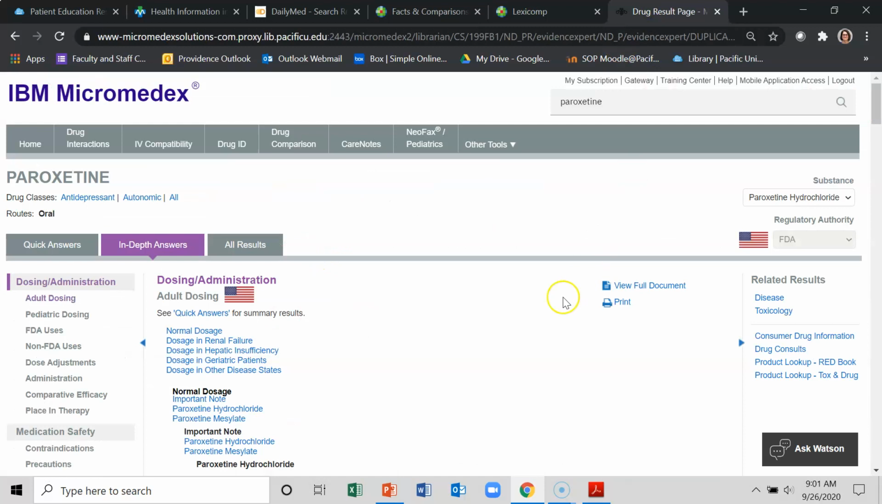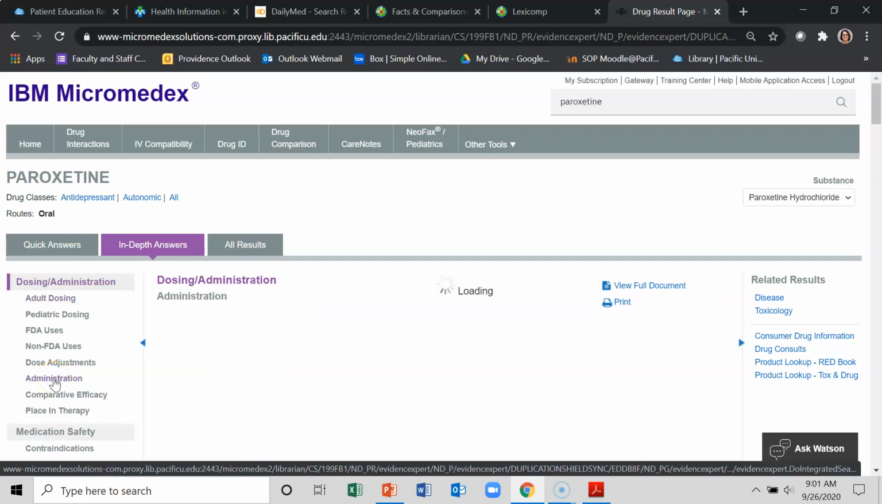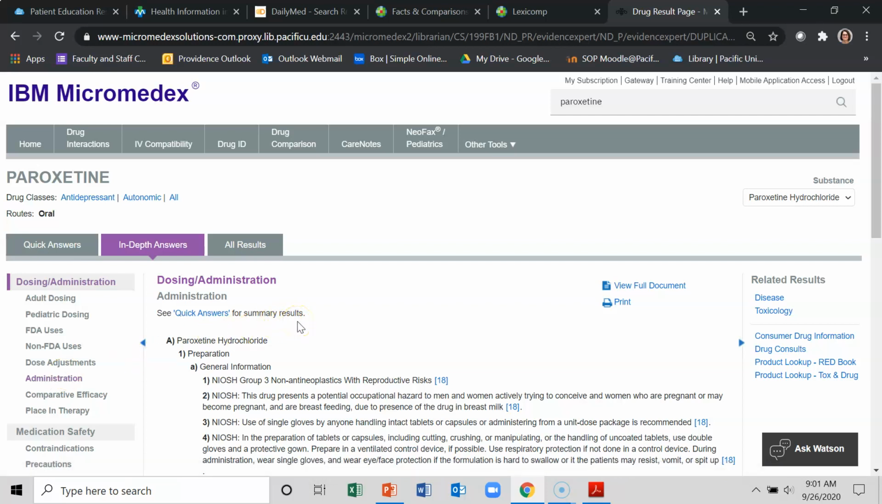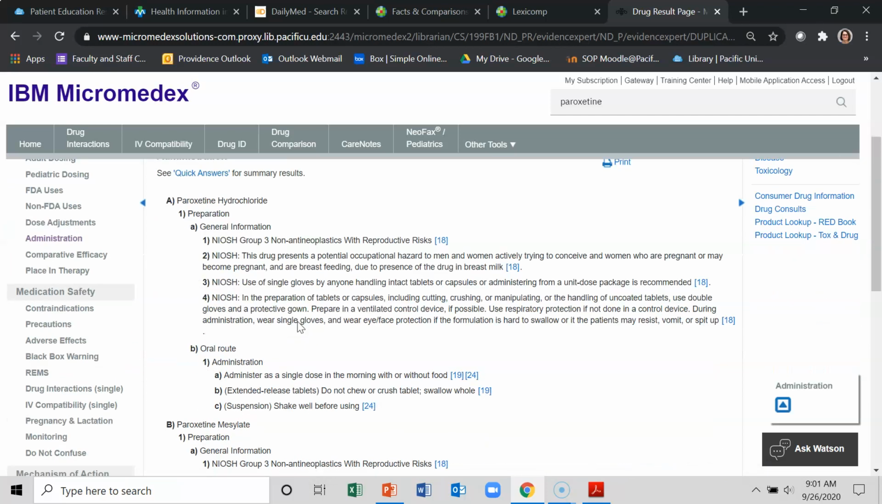And finally, in Micromedex, again, under In-Depth Answers, here at the top is a section called Administration. And here it will tell us a bit about how to do it. Here they're saying, again, suggesting in the morning with or without food. All of this is looking pretty consistent with what we saw in the other monographs.